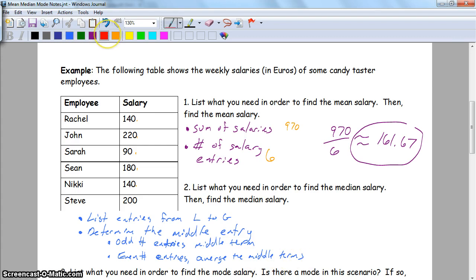So, I'm going to reorder these entries in order. Now, one thing that I like to do is I like to cross them out as I write them so I don't forget that I already used it. Also, it narrows down what I'm looking at. 90. The next one I'm going to look at is 140, it looks like. But 140 happens twice. I'm going to write that twice. 140, 140. Next I'm on 180, 200, and 220.